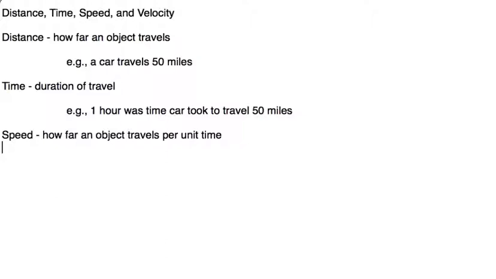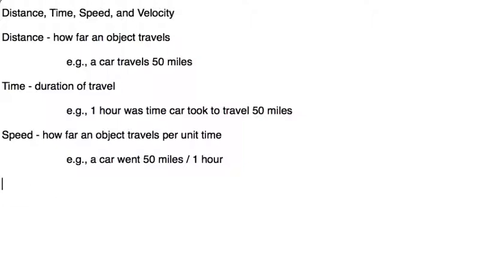Now let's look at speed. Speed is how far an object travels per unit time. And let's once again go back and look at our car example. For example, we see that a car went 50 miles in 1 hour. So if you see 50 miles per hour, what that means is you're looking at a speed. 50 miles per hour is the speed. Mile per hour is the speed unit.